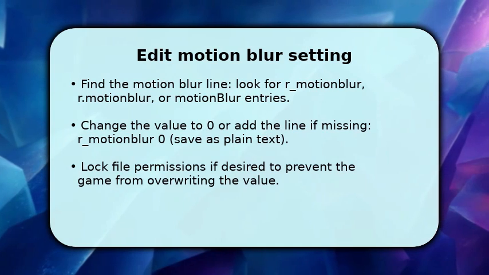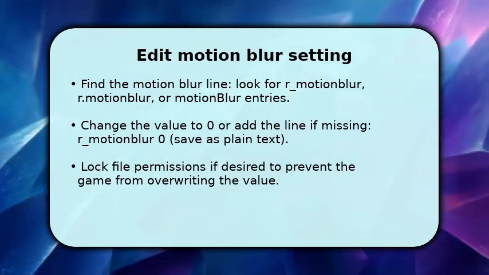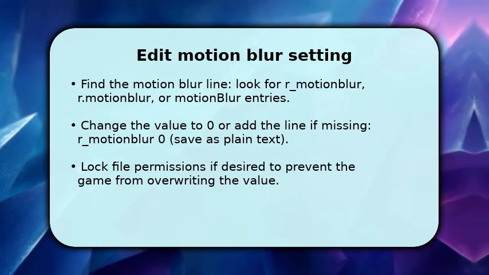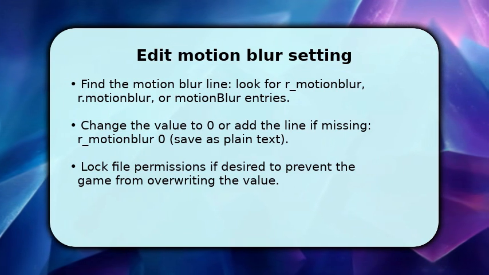Now edit the config. Search for the motion blur parameter labeled R-motion-blur or similar. If present, set it to 0. If missing, add a new line exactly, R-motion-blur 0, and save the file as plain text.